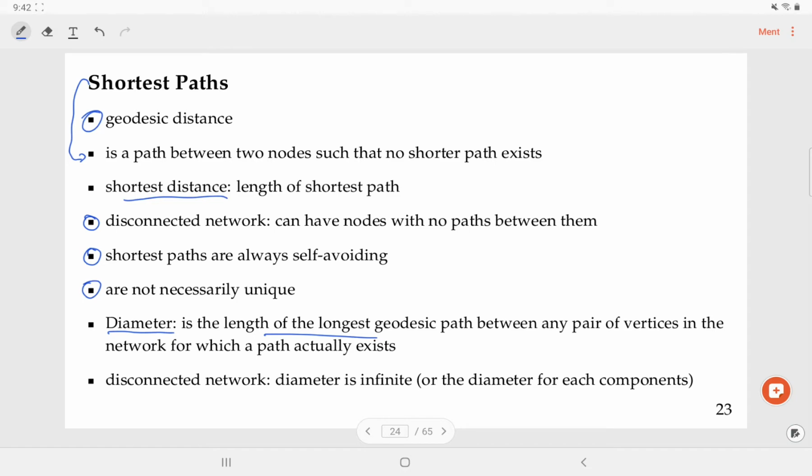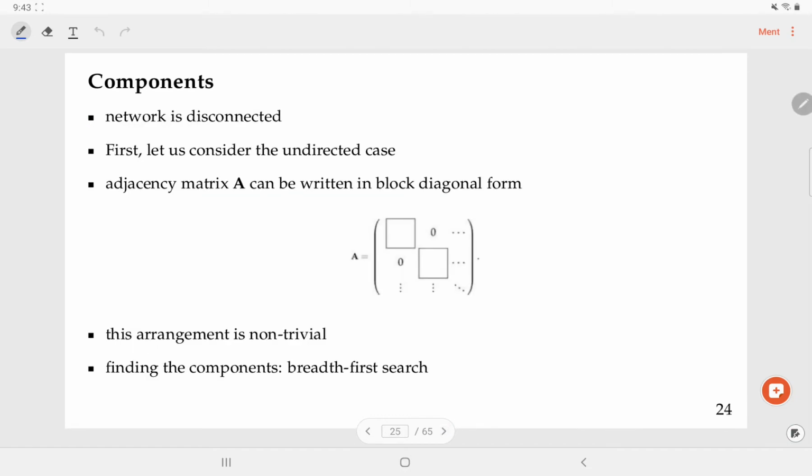And if the network is disconnected, so if it has multiple components, then it could happen that we don't have the shortest path between some of the nodes. So then we can define the diameter as infinite, or maybe it makes sense to define the diameter for the components instead. Okay, now talking about components, that is the case when the network is disconnected. We can call it like that.